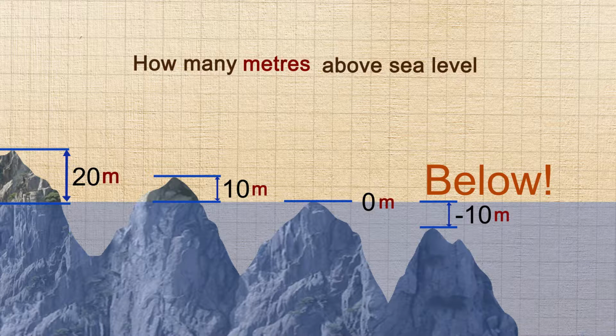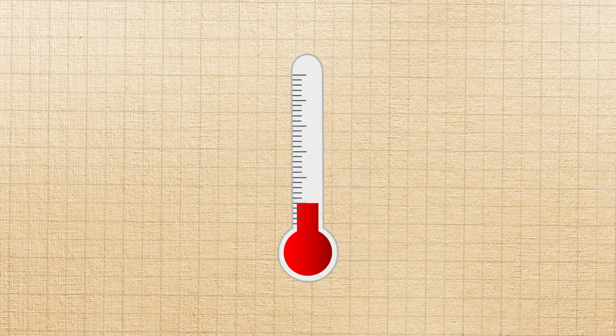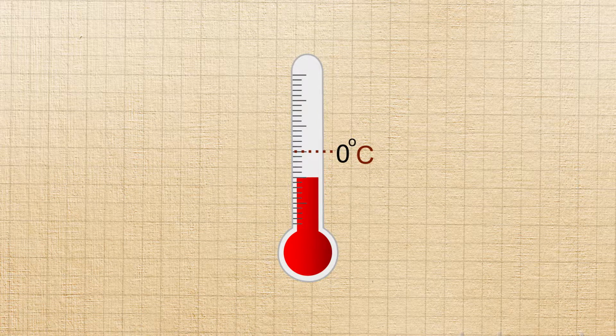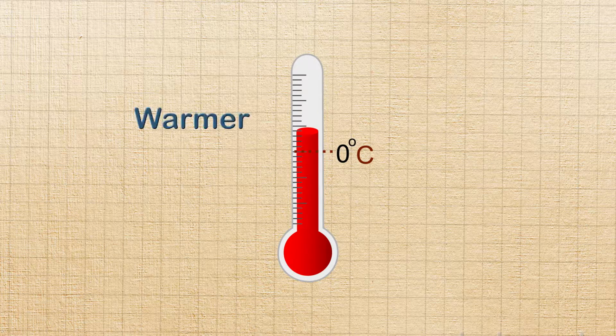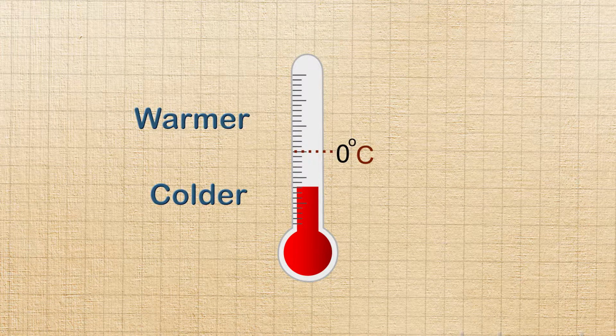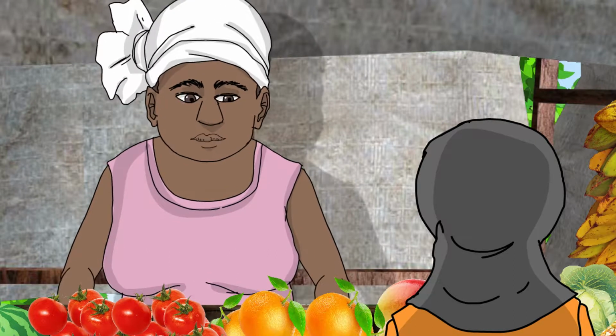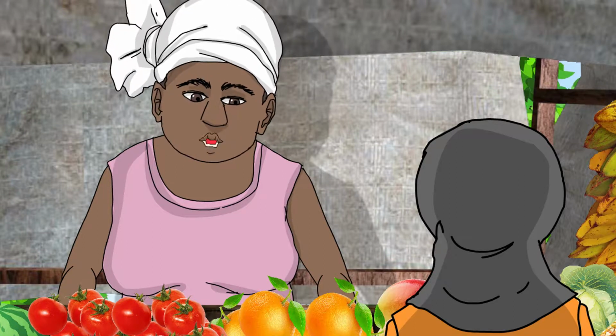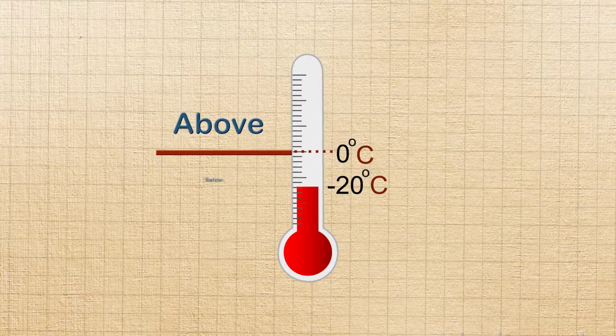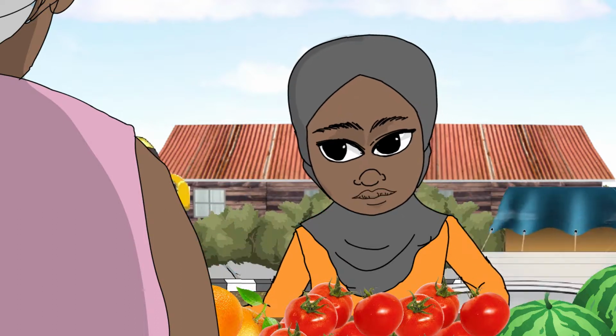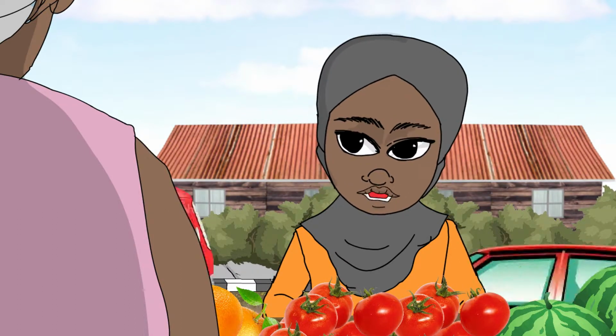And temperature is another great example. We use 0 degrees Celsius to describe the temperature for water to freeze. But it can be warmer or colder than that. For example, this would be -20 degrees since it's 20 degrees cooler than 0 degrees. So, negative numbers are very useful in the real world to help describe things that can be above or below 0. Now I see why negative numbers are important.